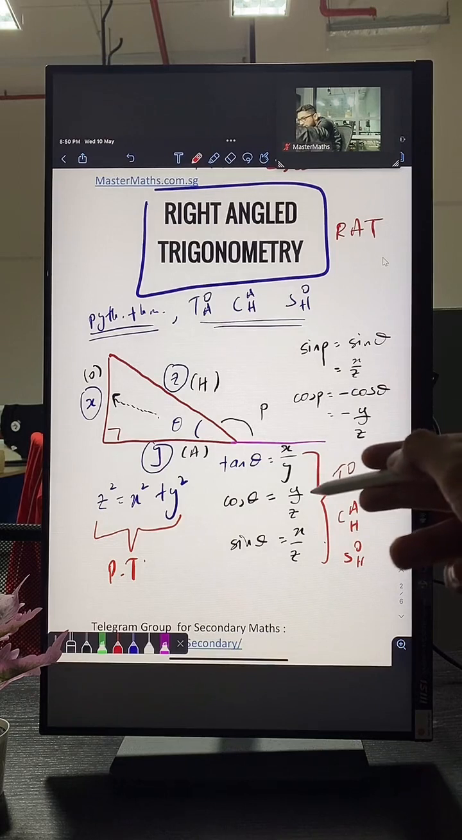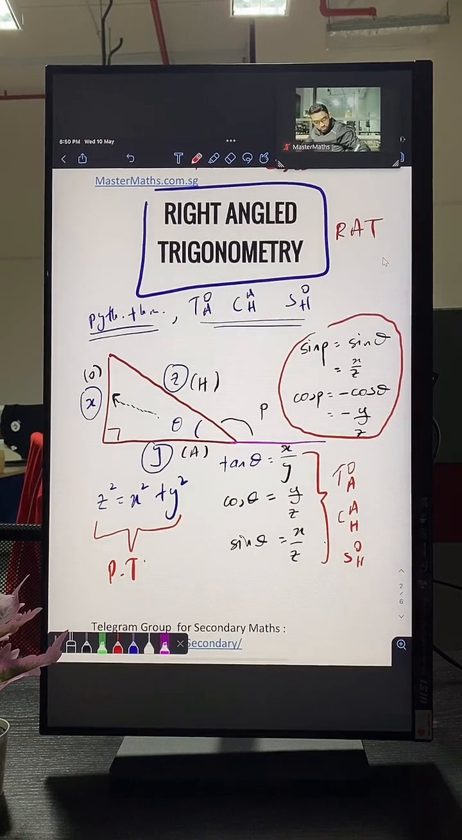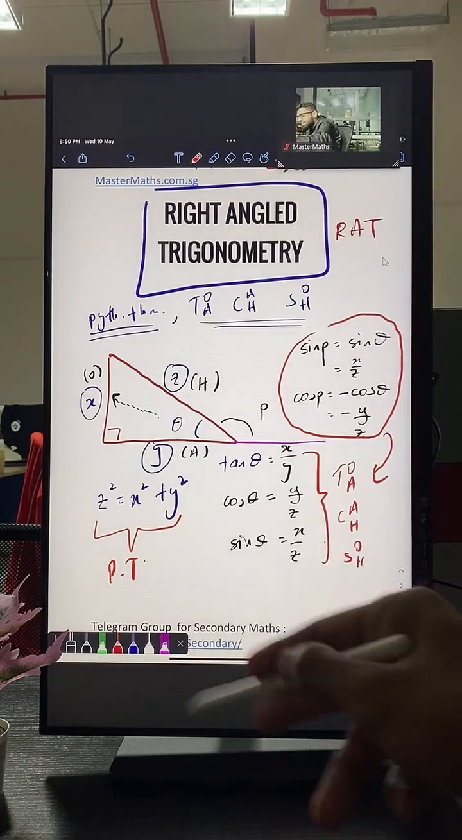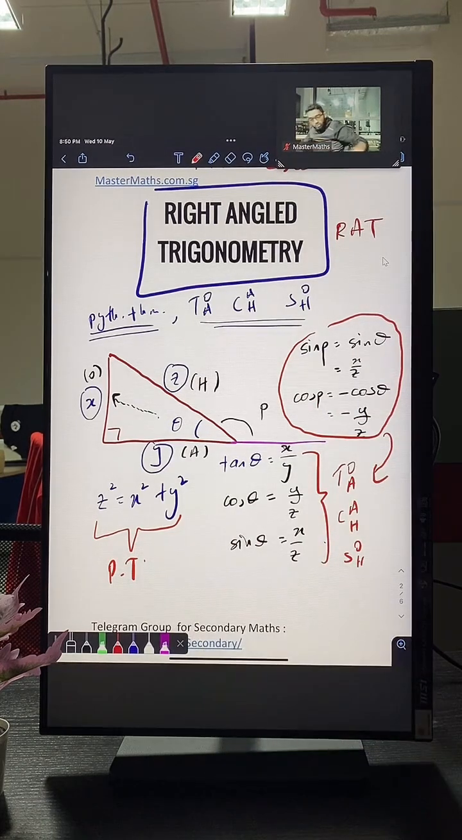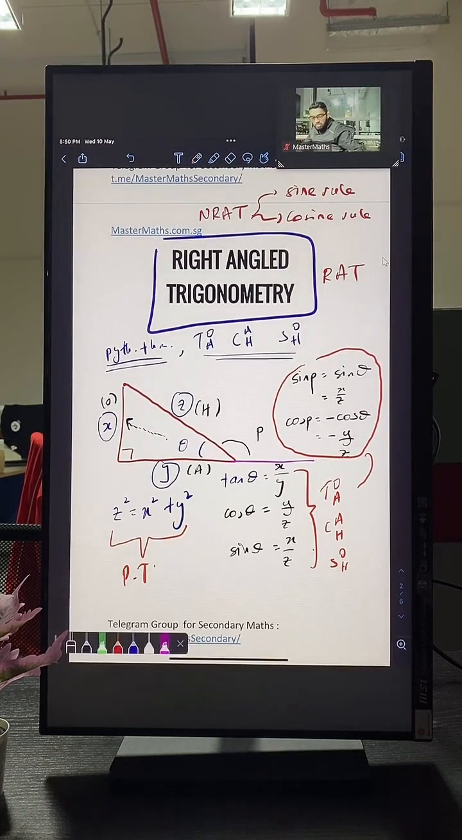Thank you very much for your comment. This one is about obtuse angles, which is related to TOA CAH SOH. Today we talk about RAT. What is RAT? Right angle triangle. Next time, as Alice is saying, we will talk about non-right angle triangles as well. For this one you got to use the sine rule and the cosine rule, a bit different.